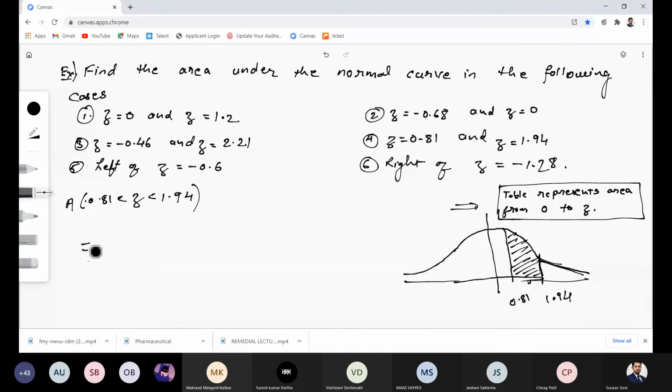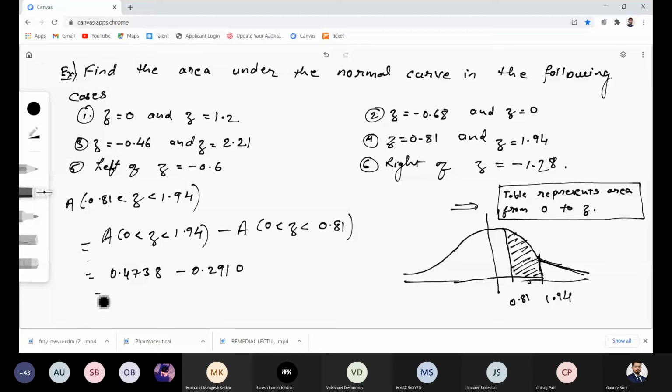Yes, anyone? How can we do that? Sir, we have to subtract the area from 1.94 minus 0.81. Yes. So for 1.94 it is 0.4732, minus 0.2910. Just check it. Am I right or wrong? Yes, 0.4738. So the final answer for this is 0.1828.